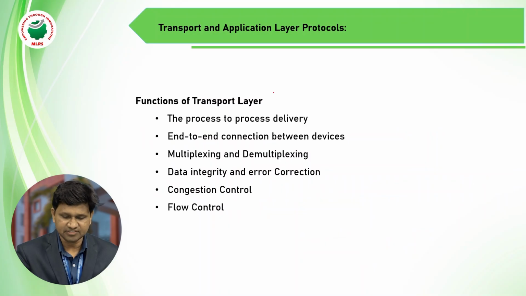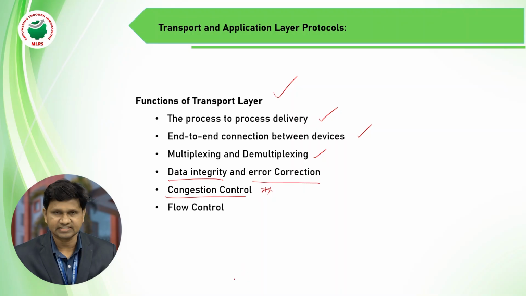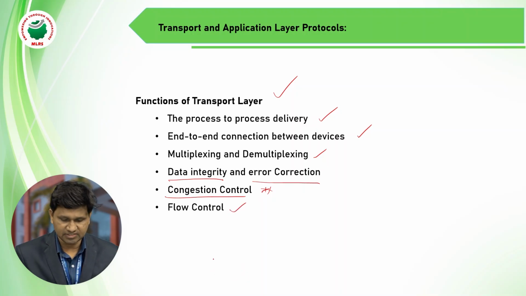Now see the functions of the transport layer. These are a few functions: process-to-process delivery, end-to-end connection between devices, multiplexing and demultiplexing, and data integrity and error correction. Very important, especially in the transport layer, is congestion control. The next one is flow control. These are the functions available in the transport layer.